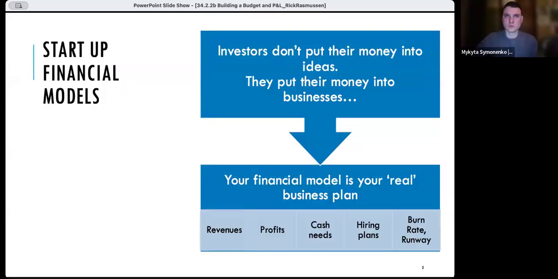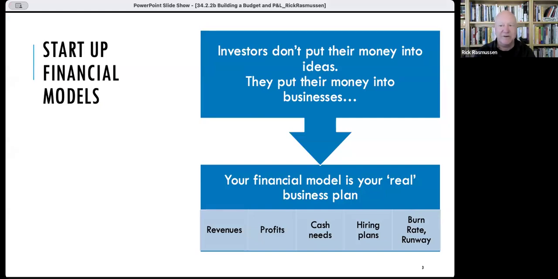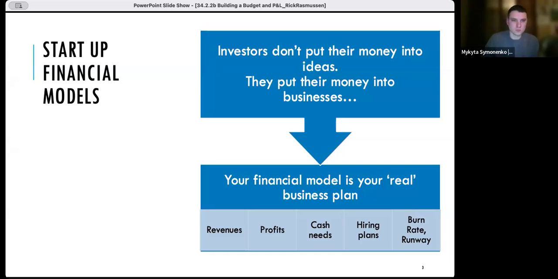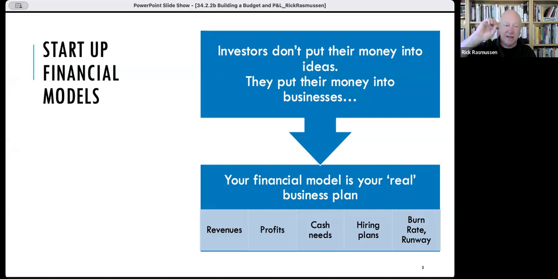It's important because after all, investors don't really put their money into ideas. They might love what you do, but an investor basically wants to put money into something, watch it grow, and sell it off. And so they're looking for you to be able to speak to revenues, profits. How much money do you need to make this happen? How many people you're going to get? What's your burn rate? How much money you're going to spend on a monthly basis while you're losing money? If you're losing money, how long can you last with your existing cash? That's called a runway. And so you might say it's $100,000 a month, and we're going to last 6 months. Those are burn rate and runway.